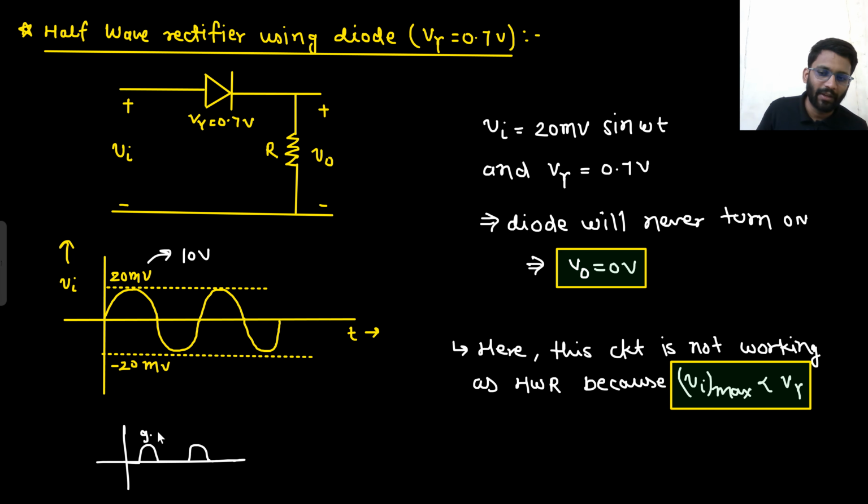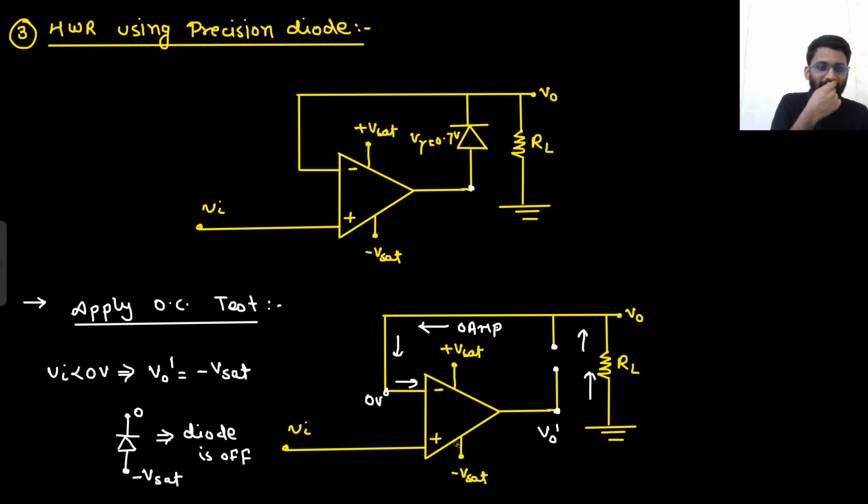And this peak value would have been 9.3 volt. Say yes or no? If you are applying 10 volt here, this peak value would have been 9.3 volt only, because the diode would eat up 0.7. 10 minus 0.7 is equal to 9.3. But this case will not happen if you are using this particular circuitry, because for Vin greater than 0, this diode will be turning on, and V naught will be simply equal to Vin.